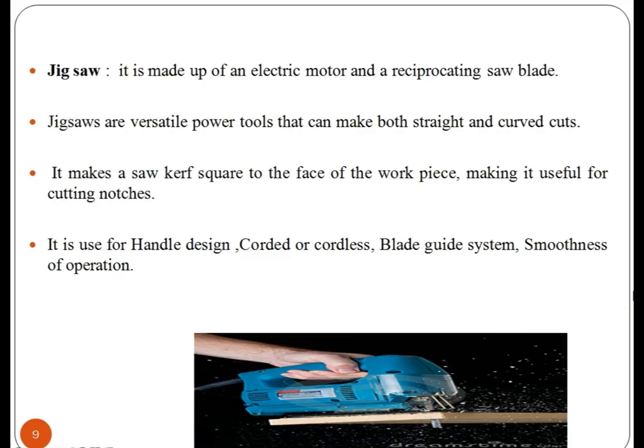Jigsaw. It is a power tool which is made up of an electric motor. A jigsaw with a bevel function on the sole plate allows cutting angles of typically up to 45 degrees relative to the normal vertical stroke for cutting miter joints. It is used for handle design, corded and blade guide system and also for smoothness of operation.